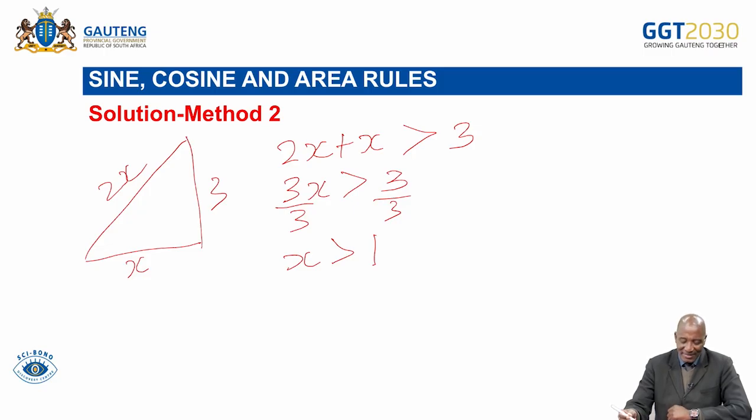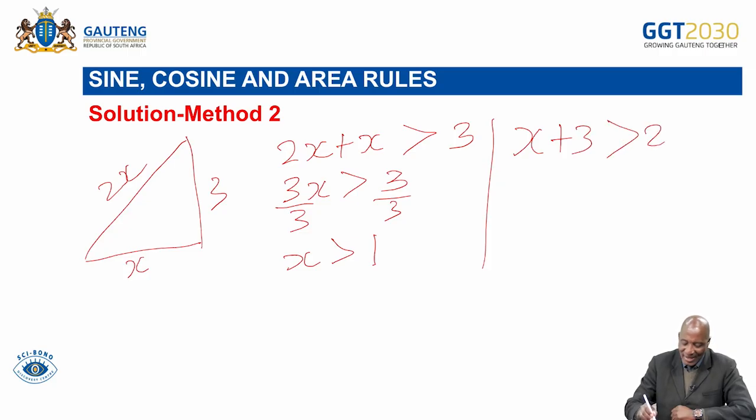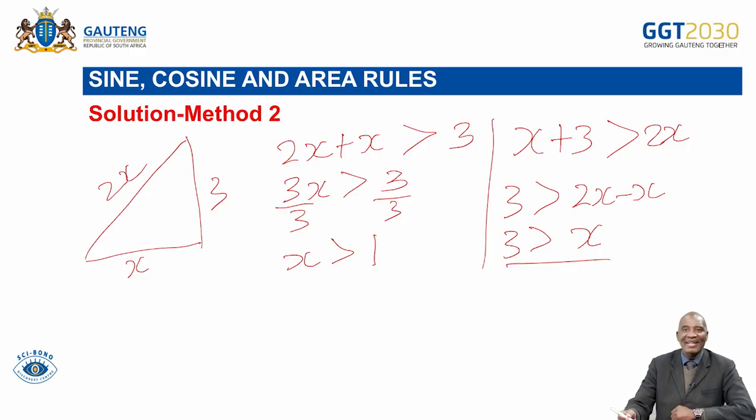Then the other inequality that I can form is through saying x plus 3, I'm now taking the other two sides, must be greater than 2x. I then solve for x. This one will give me 3 is greater than 2x minus x, which means 3 is greater than x. What does this mean? I can as well stop there. I'm done. I don't have to go to the third one. It will be invalid. It will give me a negative value for x.